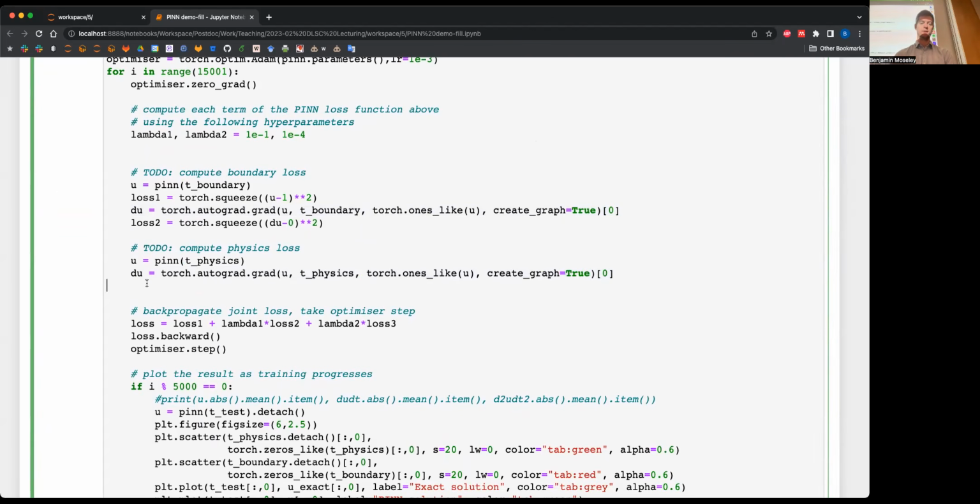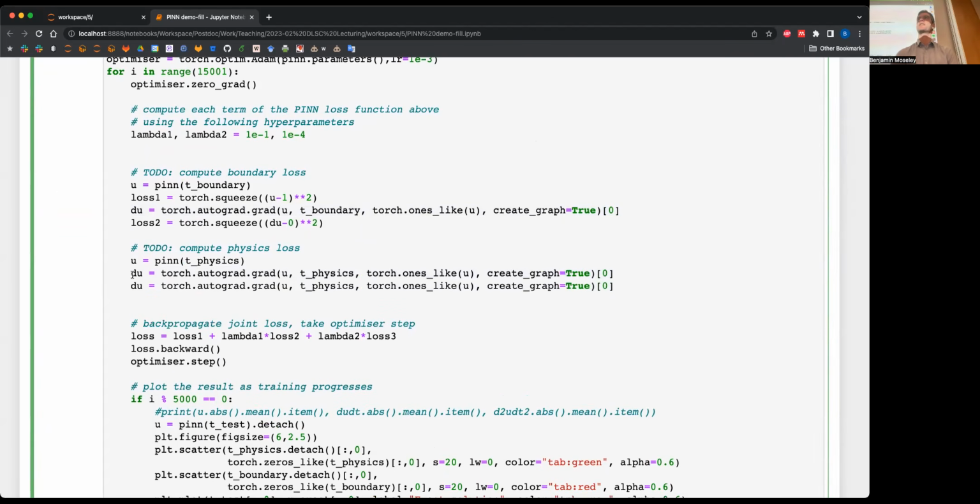And here we need the second order derivative. And so we just do exactly the same thing. But now instead, remember we're creating a graph here. And so this is just part of the computational graph, and we can create a derivative of this tensor with respect to whatever we want, actually. So we're going to do du by dt physics to get our second order.